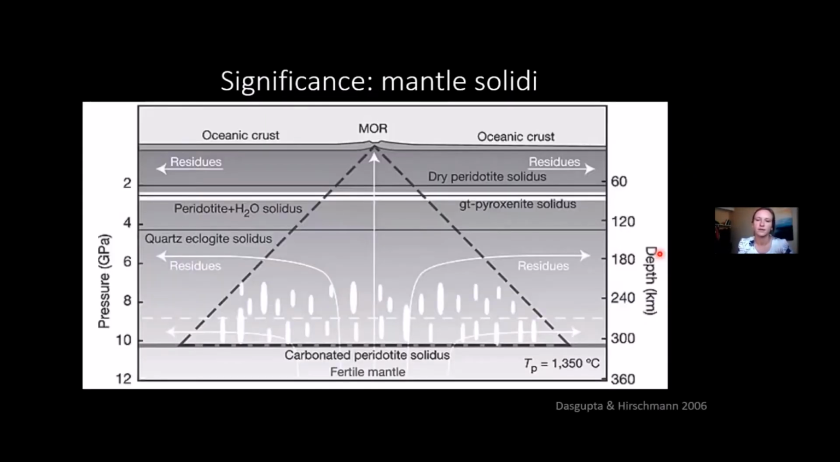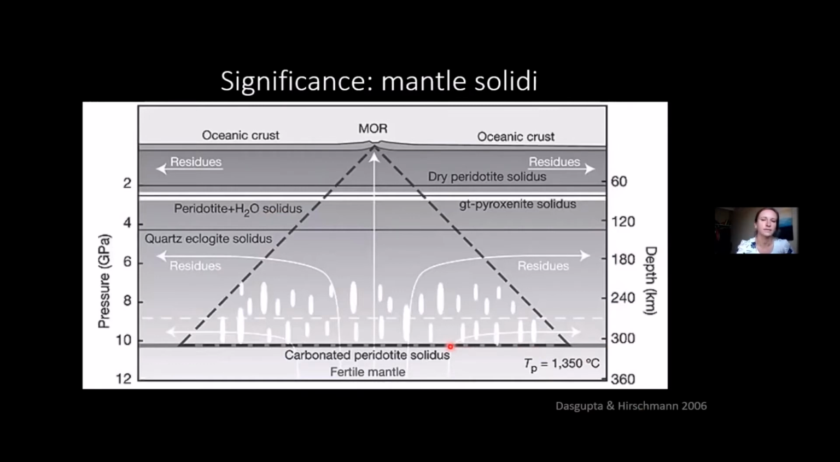And the final reason we should care about the carbon cycle is simply the fact that it has a large amount of impact on the melting temperature of Earth's mantle. And for example, here's a figure by Dasgupta and Hirschmann where they talk about how the presence of carbonate in peridotite underneath mid-ocean ridge spreading centers may allow for some of the deeper melting that we see underneath these regions.